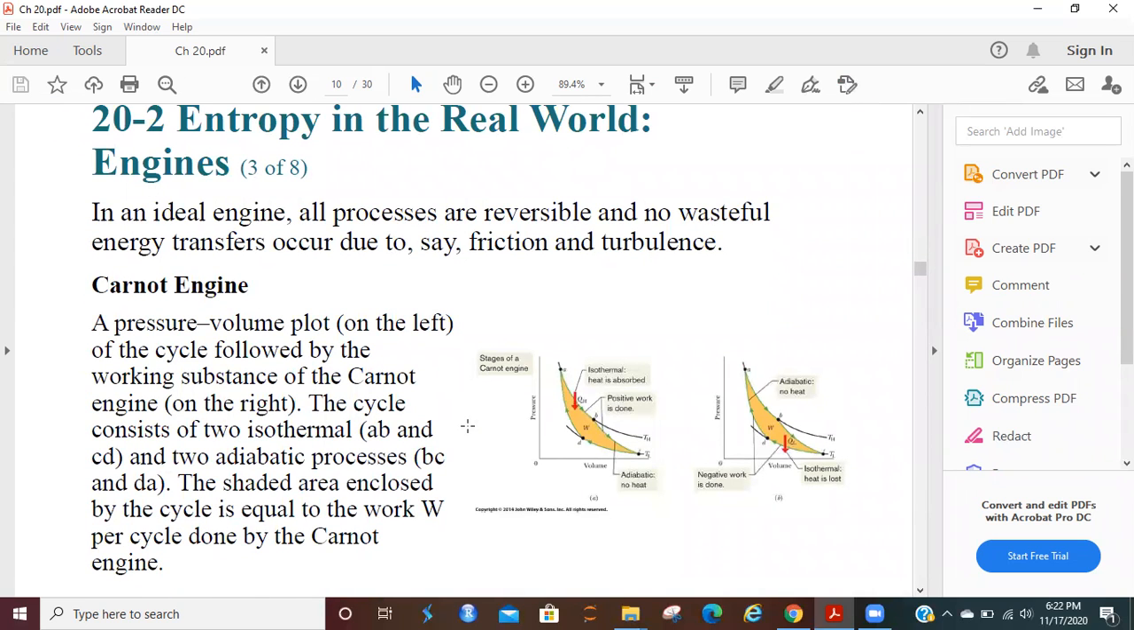Okay, so engines. In an ideal engine, all processes are reversible and no wasteful energy transfers occur due to, say, friction or turbulence. That's ideal. So if you take a look here at the pressure-volume plot of the cycle followed by the working substance of the Carnot engine, the cycle consists of two isothermal processes, A to B and C to D, and two adiabatic processes. The shaded area enclosed by the cycle is equal to the amount of work per cycle done by the Carnot engine.